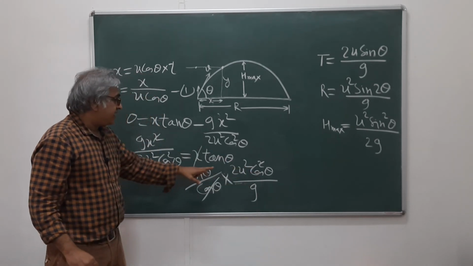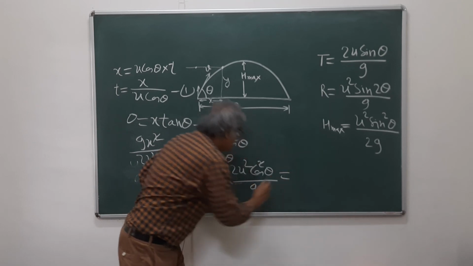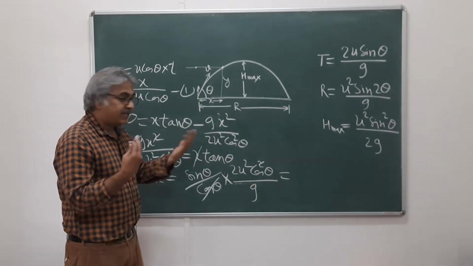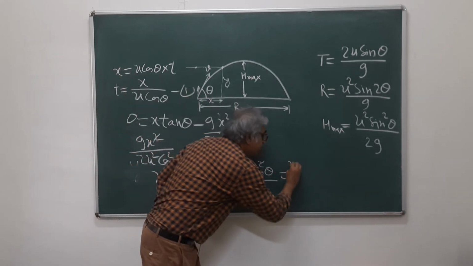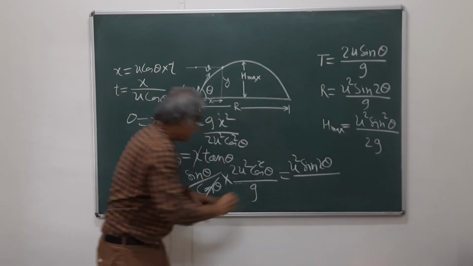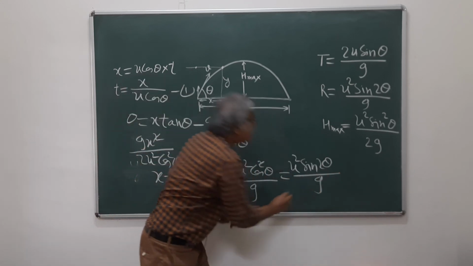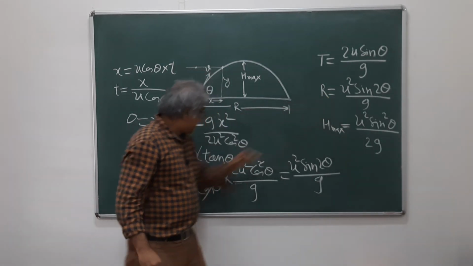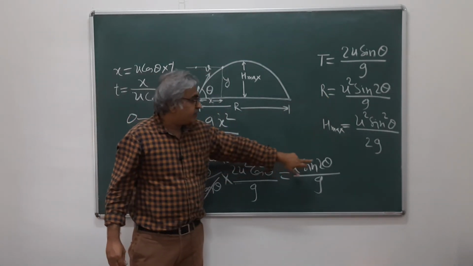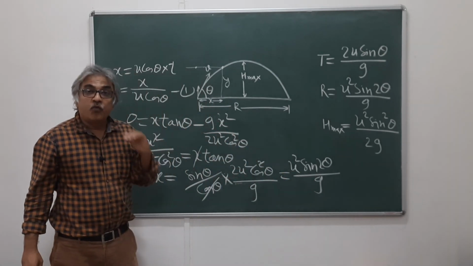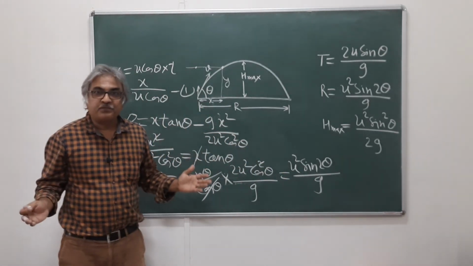And you can see that it will reduce to u square. 2 sine theta cos theta is sine 2 theta. So it is u square sine 2 theta by g. And if you see here, this is nothing but the expression for range. So x will be u square sine 2 theta by g if you put y is equal to 0. Thank you.